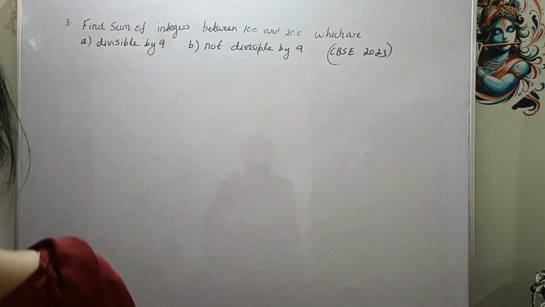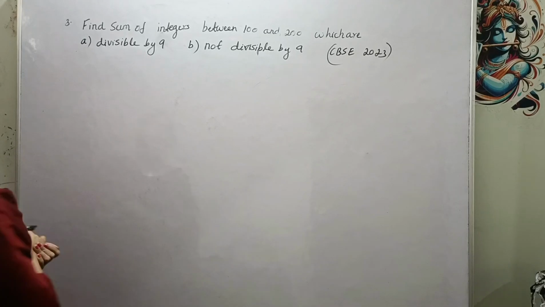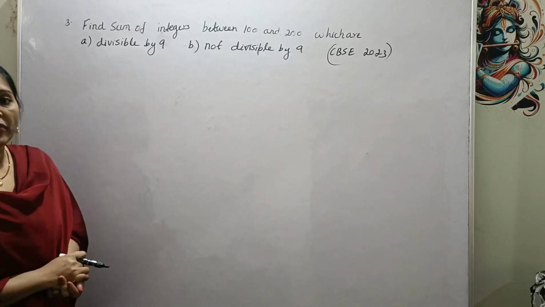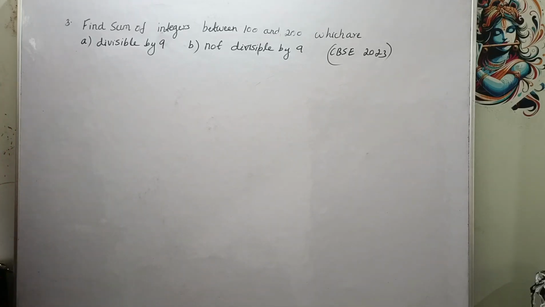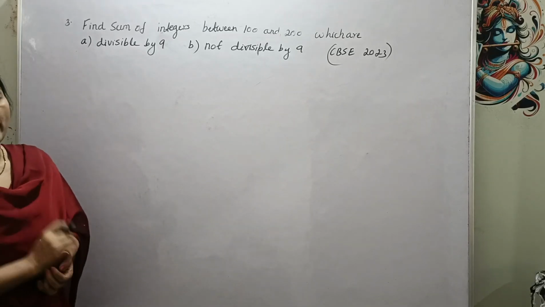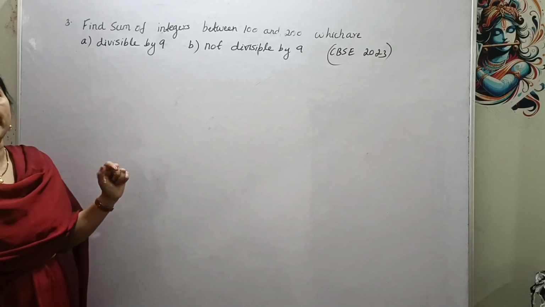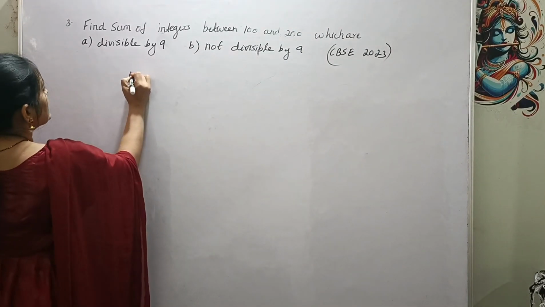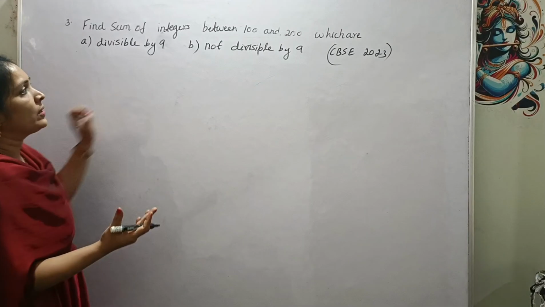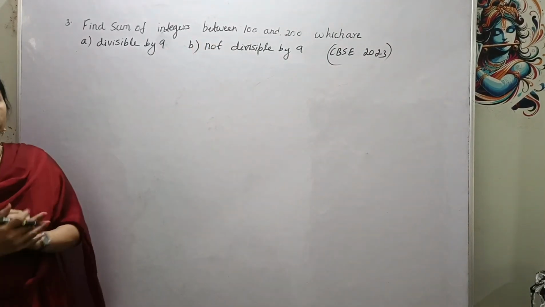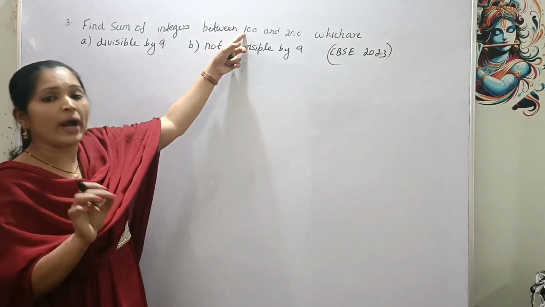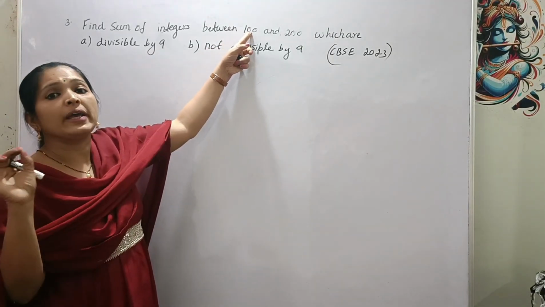Find the sum of integers between 100 and 200 which are divisible by 9 and not divisible by 9. First of all, let's find the sum of integers between 100 and 200 which are divisible by 9. For that, we have to write the numbers in AP. What is the first number? Numbers between 100 and 200, so we have to find the first number greater than or equal to 100 which is divisible by 9.